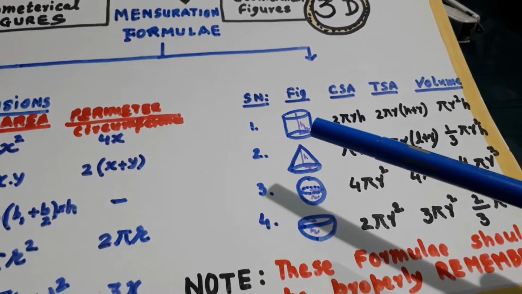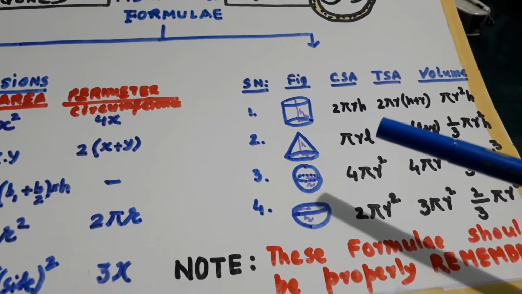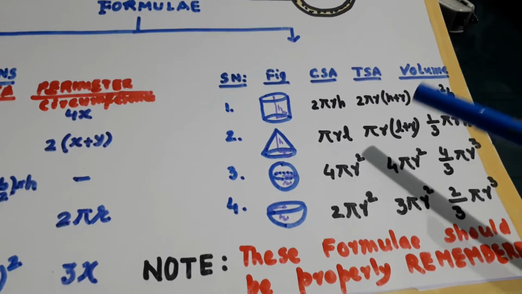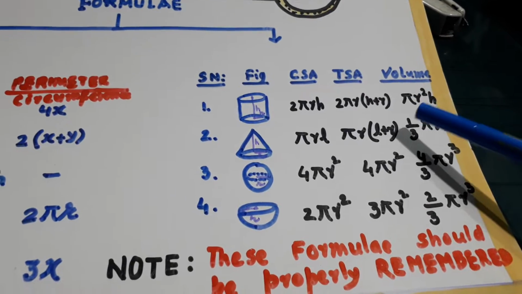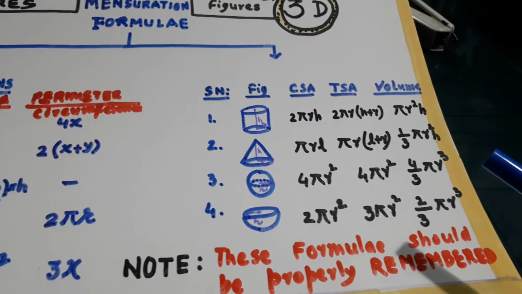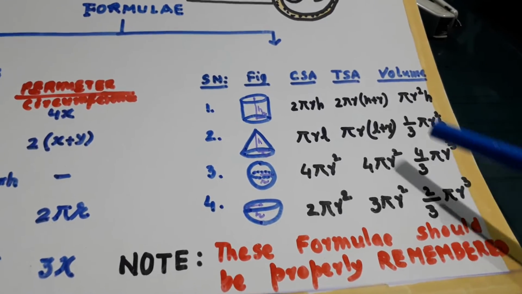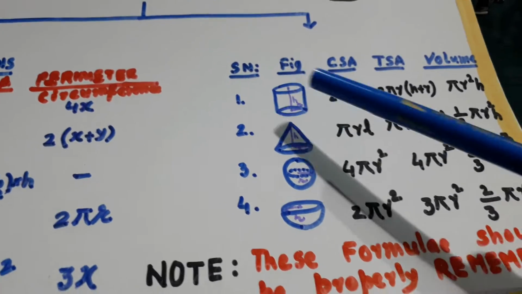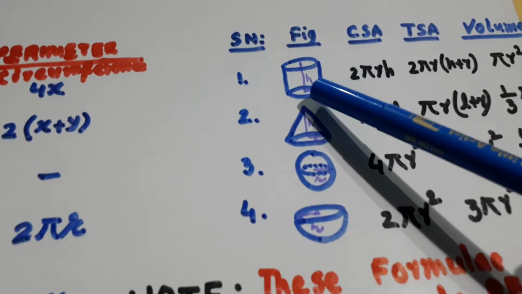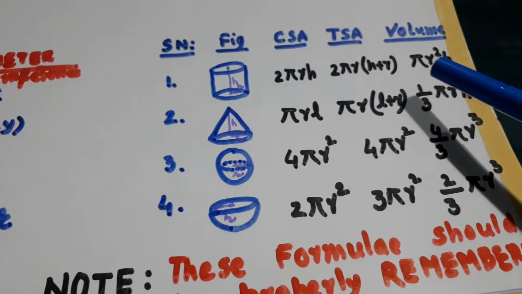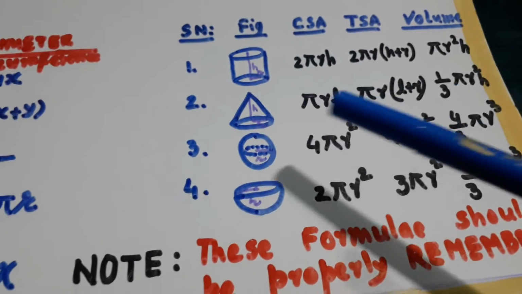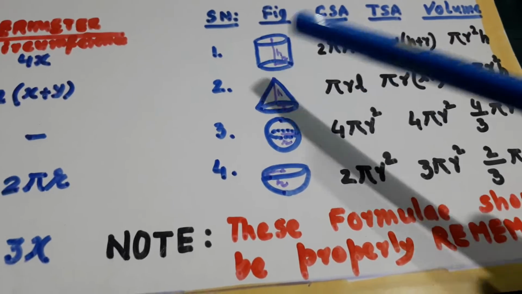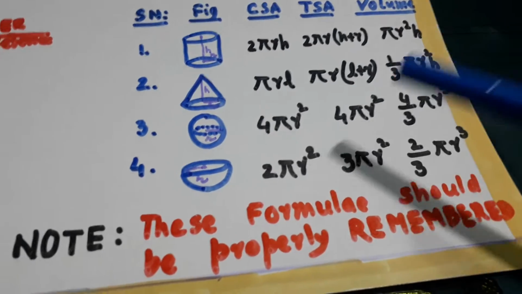Start with this cylinder. Curved surface area is 2 pi rh. Total surface area is 2 pi r into h plus r, and the volume is pi r square h. So there is a formula for the volumes of all these figures, and whenever you have to find the volume, it is area of the base into height. Look here, in the base it is the circle, height is h, so area of the base is pi r square into h. Now this cone: its volume is 1/3 of the volume of this cylinder. It is 1 by 3 pi r square h.